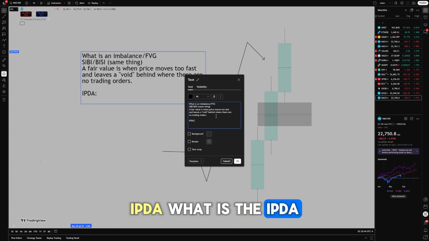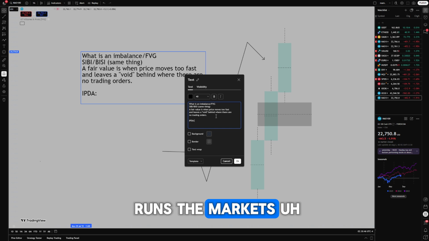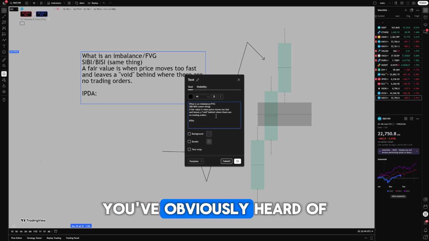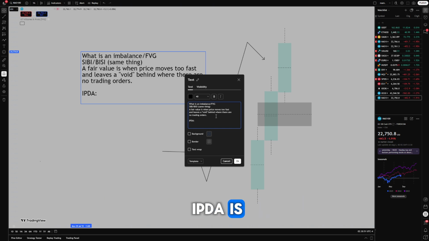Now let's talk about IPDA. What is the IPDA? It's the algorithm that runs the markets. If you're an ICT trader, you've obviously heard of the IPDA. You know what the IPDA is. It is clear to you.